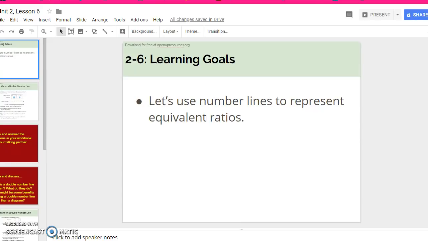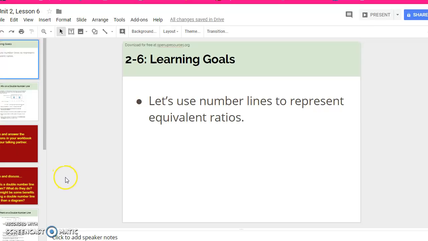Today's video is on Unit 2, Lesson 6, Introducing Double Number Line Diagrams. There are going to be times in this video where you're going to pause and work on questions with your talking partner and then come back to the video. There's also going to be a time where you pause and just discuss something with your talking partner. So you and your talking partner should be ready to work together.